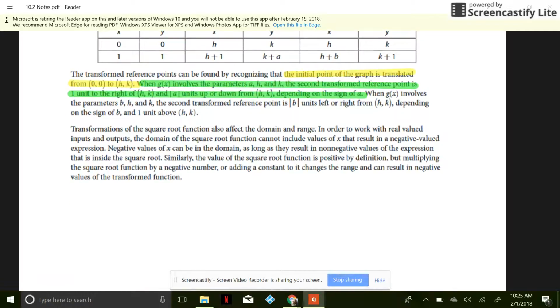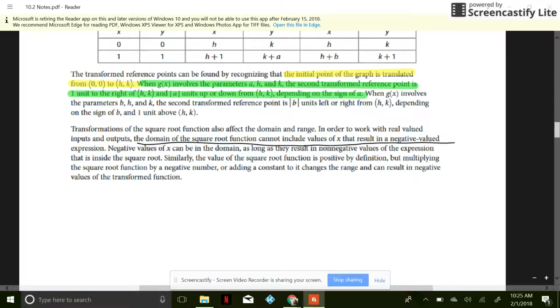So the transformations of the square root functions also affect the domain and range. In order to work with real valued inputs and outputs, the domain of the square root function cannot include the values of x that result in a negative valued expression. So what's under the square root has to be non-negative. Negative values of x can be in the domain as long as they result in non-negative values of the expression inside the square root. Similarly, the value of the square root function is non-negative by definition, but multiplying the square root function by a negative number or adding a constant to it changes the range and can result in negative values of the transformed function. So our square root is going to be non-negative by default, but multiplying or adding a constant can change what our range is.